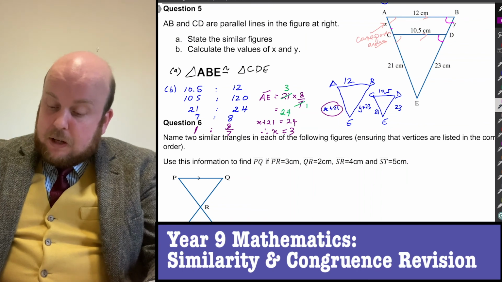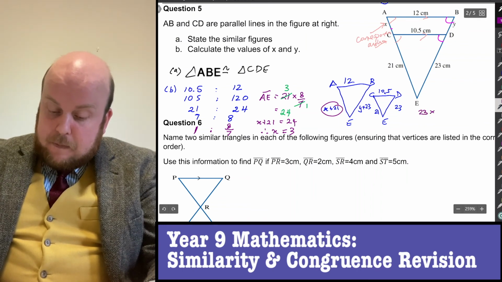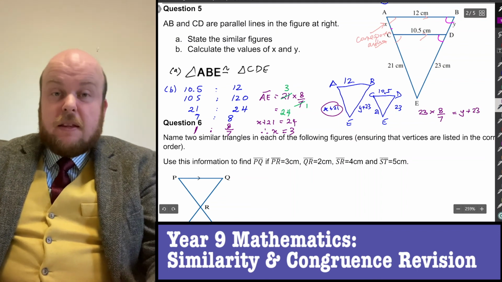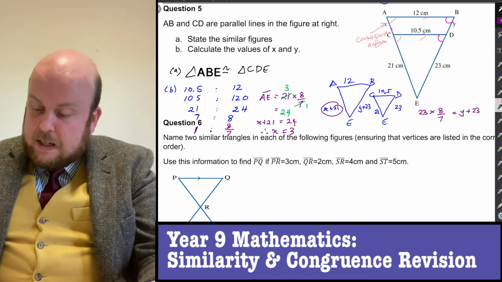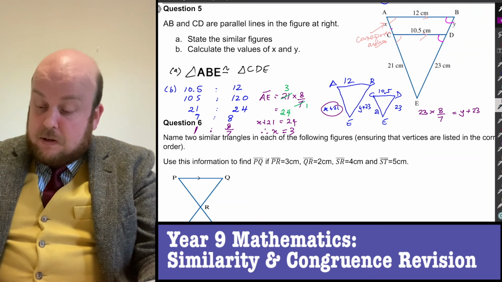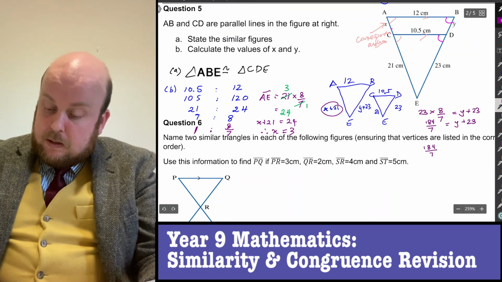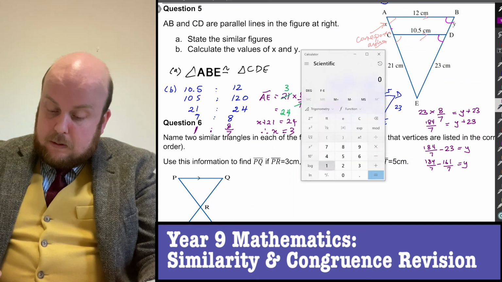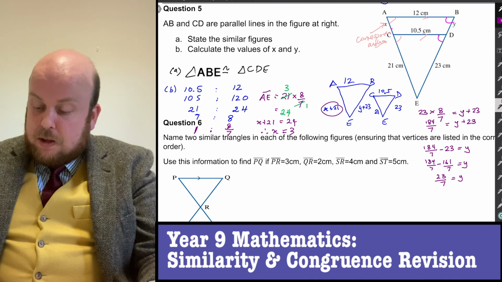And now it's time to go and have a look at y. So 23 times by 8/7 is equal to y plus 23. This one's a little bit more challenging here because unfortunately nothing really divides nicely by each other. So we're just going to have to do the multiplication. And thus y is equal to 23/7.